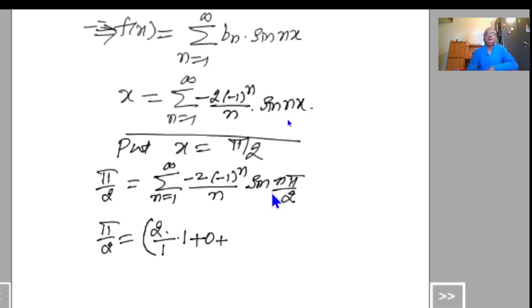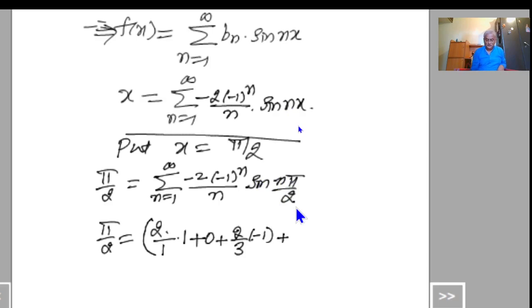Next, if I put n equal to 3, this becomes minus 1. Minus into minus is plus, 2 by 3, into sin of 3 pi by 2, putting n equal to 3 here. What is the value of sin of 3 pi by 2? We have sin pi by 2 is 1, and 3 pi by 2 is minus 1. So this is equal to minus 1.